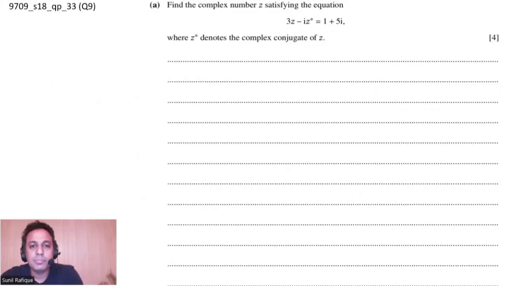So this is from Summer 18, question paper 3-3, and question 9 on that exam. Let's take a look at this one. Part A, find the complex number z satisfying the equation, where z* denotes the complex conjugate of z. So how do we solve these kinds of equations? 3z - iz* = 1 + 5i, right? I do not know what z is, so let's suppose it's something. So let z be a + ib.